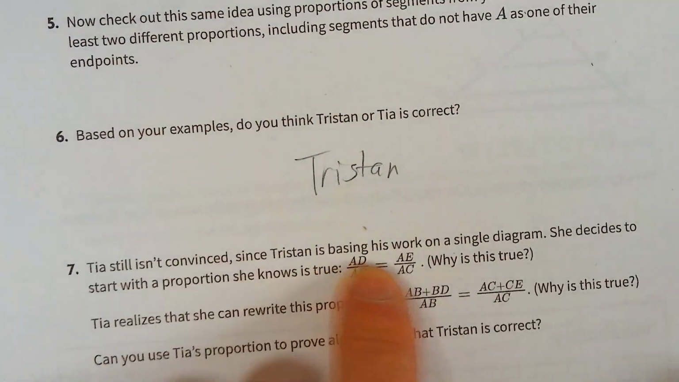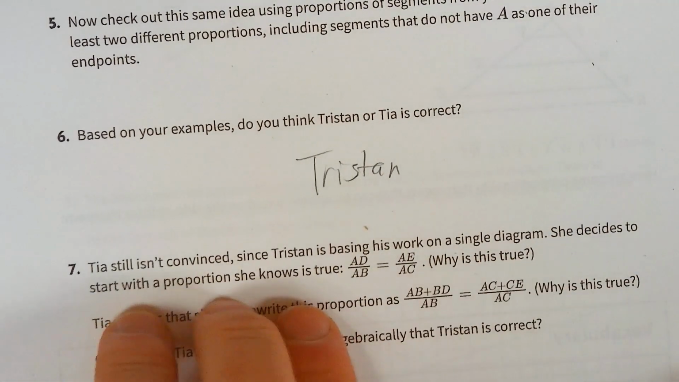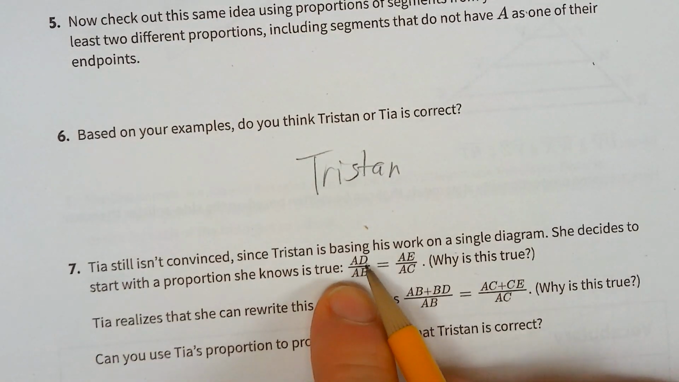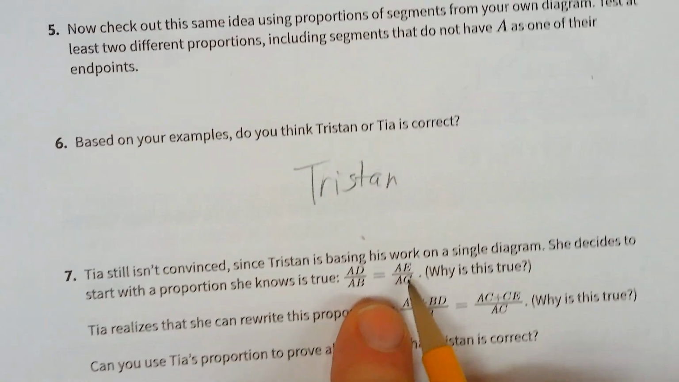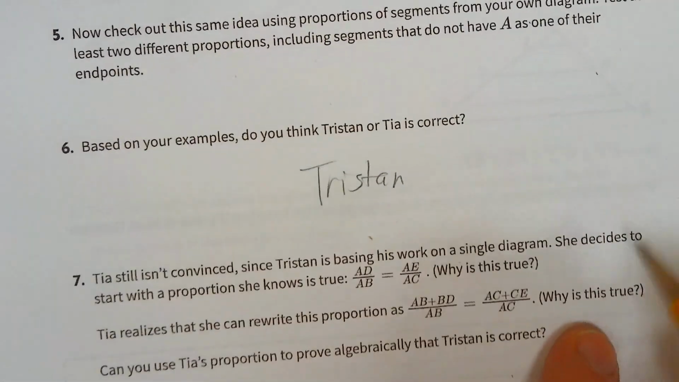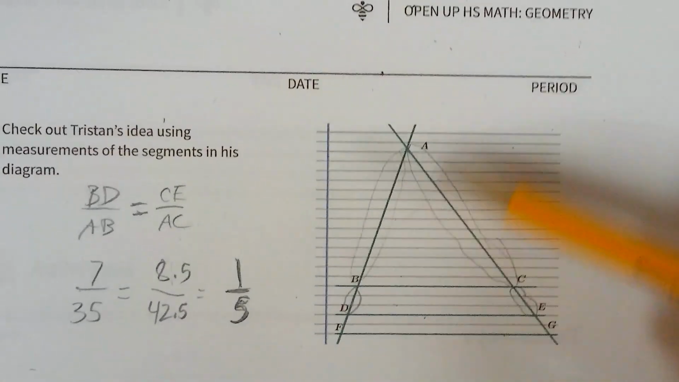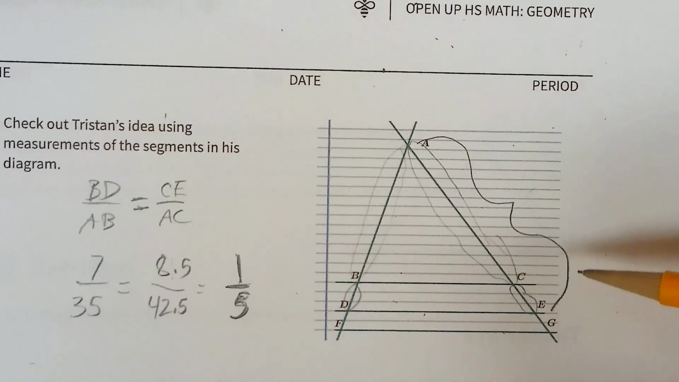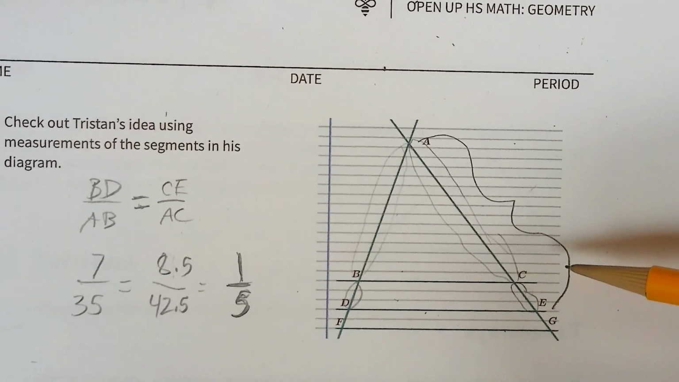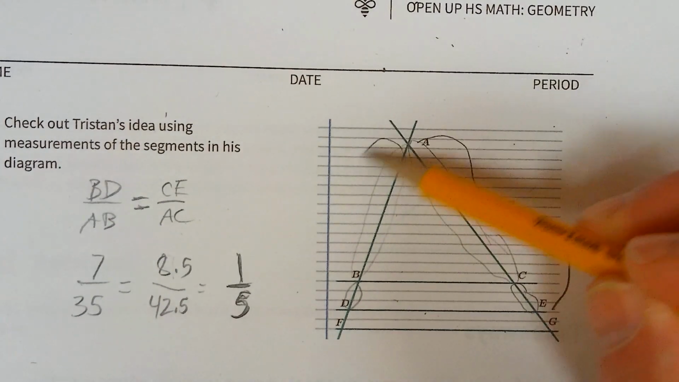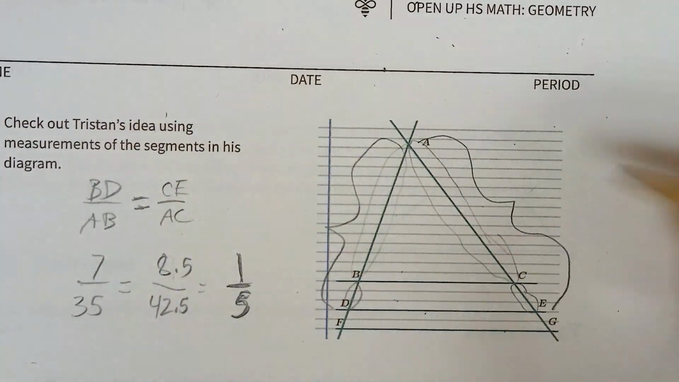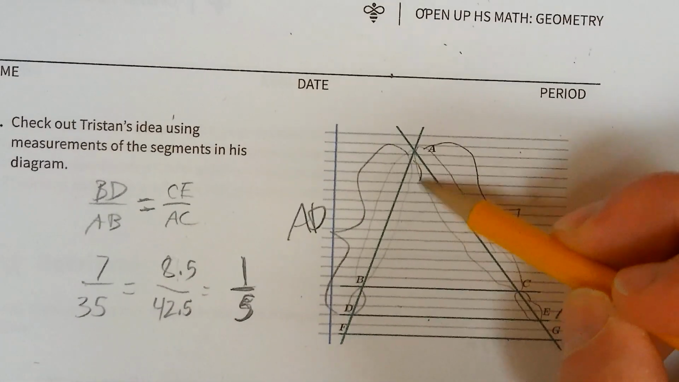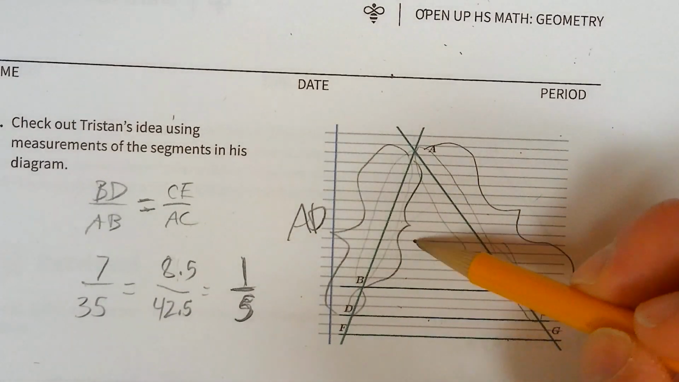Tia is still not convinced. Since Tristan has based his work on a single diagram, she decides to start with a proportionality she knows is true, that AD over AB is equal to AE over AC. How do we know this is true? All right, let's check it out. AE... Nope, I screwed up. AD over AB. Oh yeah, this is a similar triangle proportion.